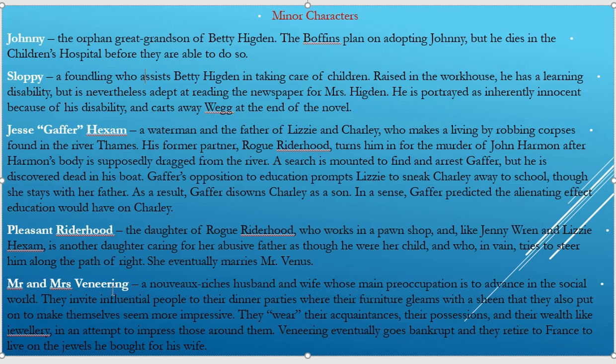Mr. and Mrs. Veneering are a very rich husband and wife. At the same time, they wear their acquaintances, their positions, and their wealth like jewelry in an attempt to impress those around them, and they like the attention. And Veneering goes bankrupt at the end of the story, retires to France, and then lives on the jewels he bought for his wife. So at the end of the story, they have bankruptcy, they don't have money.